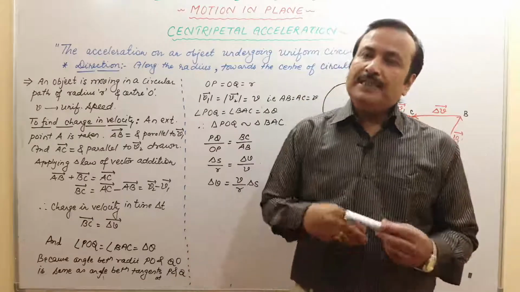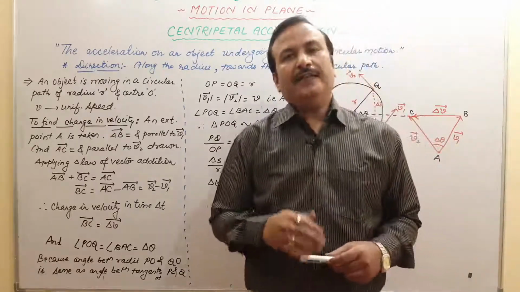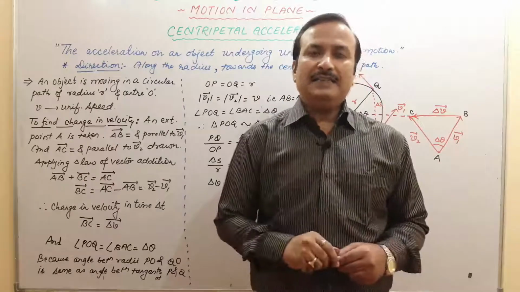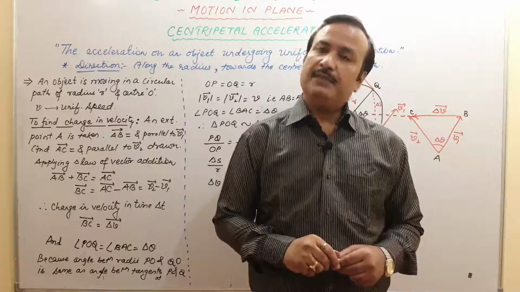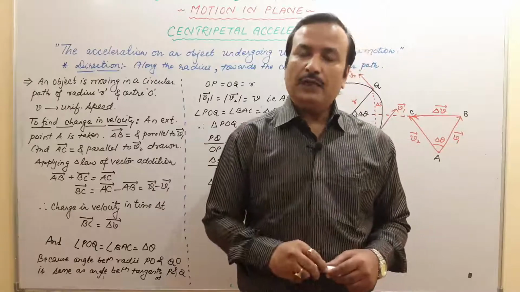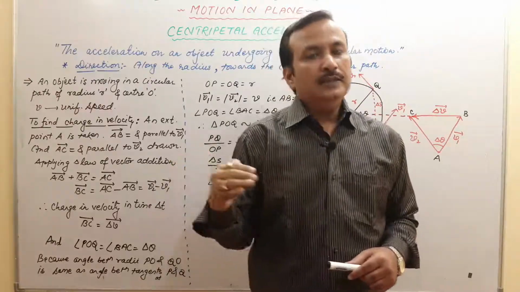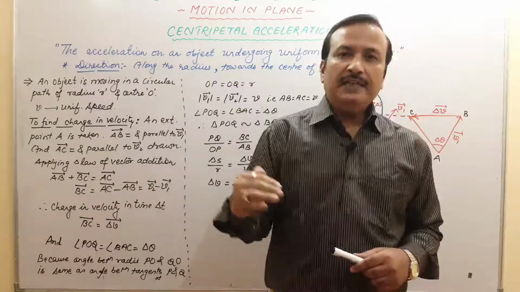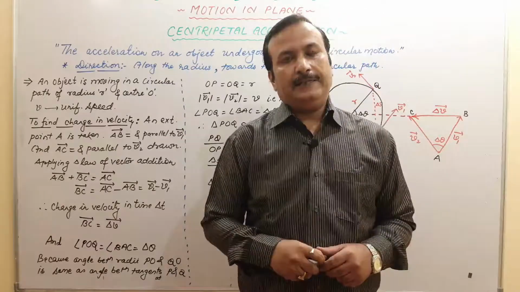तो जब ऑब्जेक्ट सर्कुलर पाथ में मूव करती है तो वहां पर एक एक्सेलरेशन काम करता है, that acceleration is centripetal acceleration. इसका डायरेक्शन क्या होता है? It will be along the radius towards the center. सेंटर की तरफ रेडियस के अलोंग ये लगेगा, right?